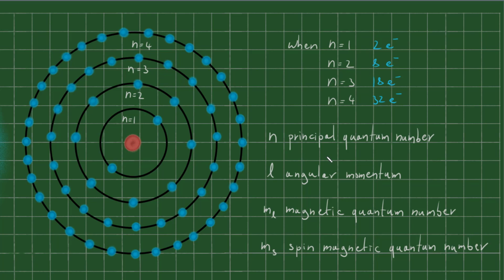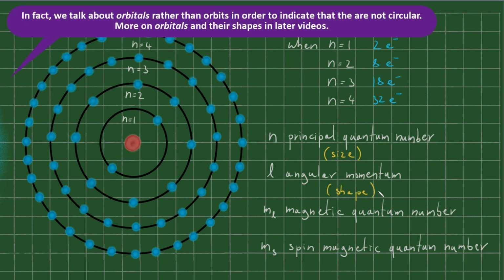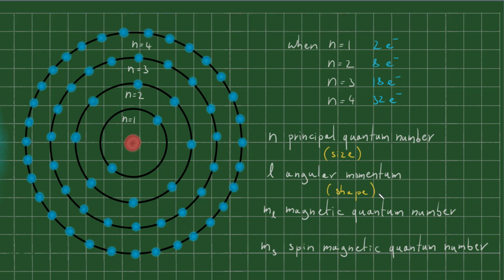The principal quantum number represents the size of the orbit. The bigger the number, the bigger the size, the greater the energy level. The angular momentum represents the shape of the orbit. Remember, these orbits are not actually circular. They have a certain shape. The magnetic quantum number represents the orientation in three-dimensional space. You can think of it in terms of which way is the orbit facing. And finally, the spin magnetic quantum number is describing which way an electron is spinning.